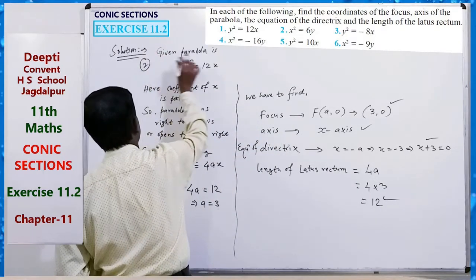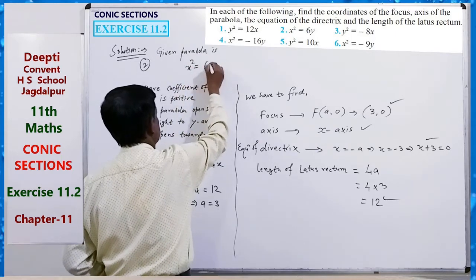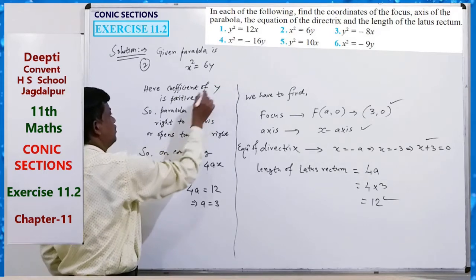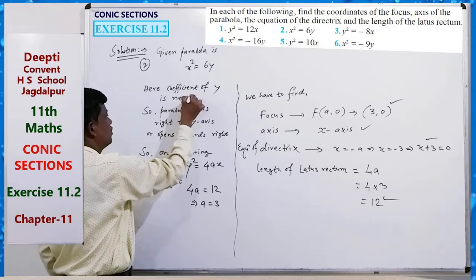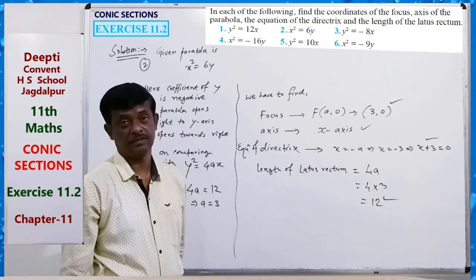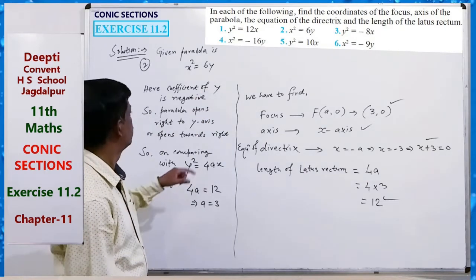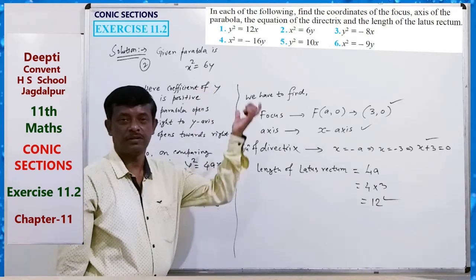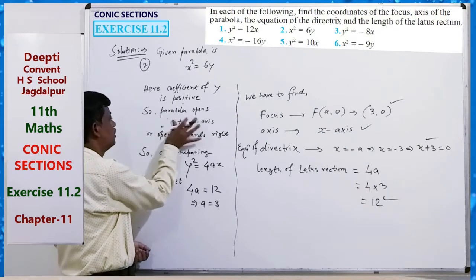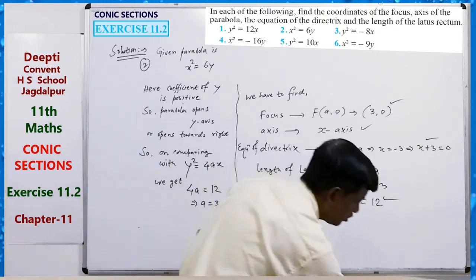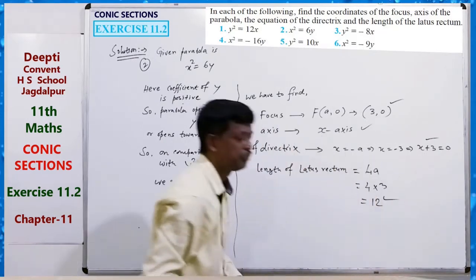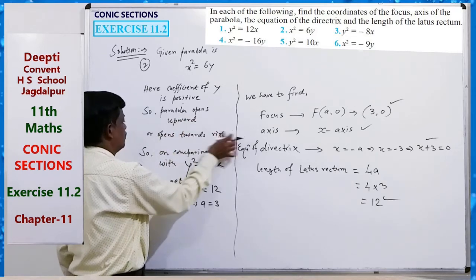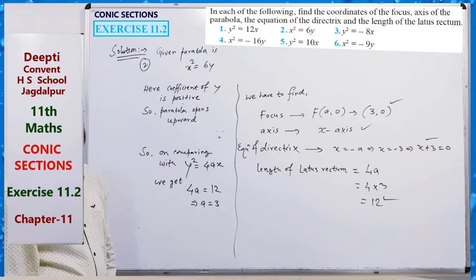For question 2, write x square equals to 6y. Here the coefficient of y is positive. This is an upward parabola, we know. So the parabola opens upward. You can write like this: parabola opens upward. Clear?